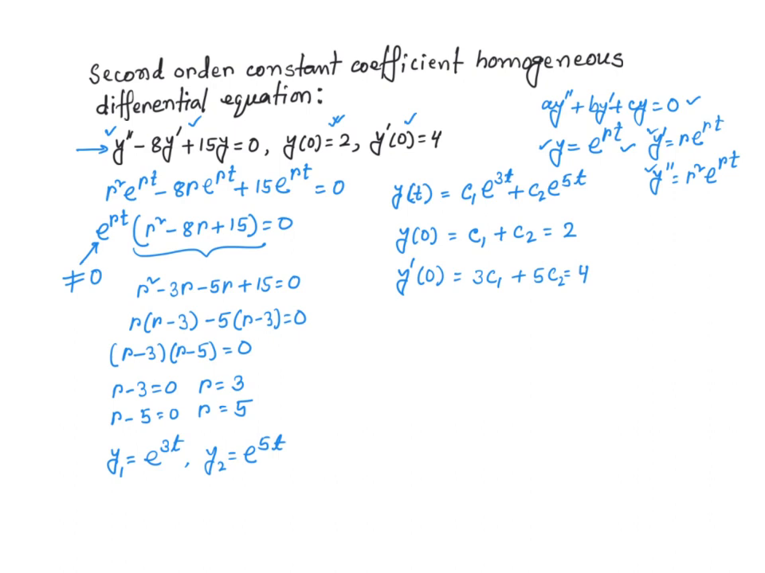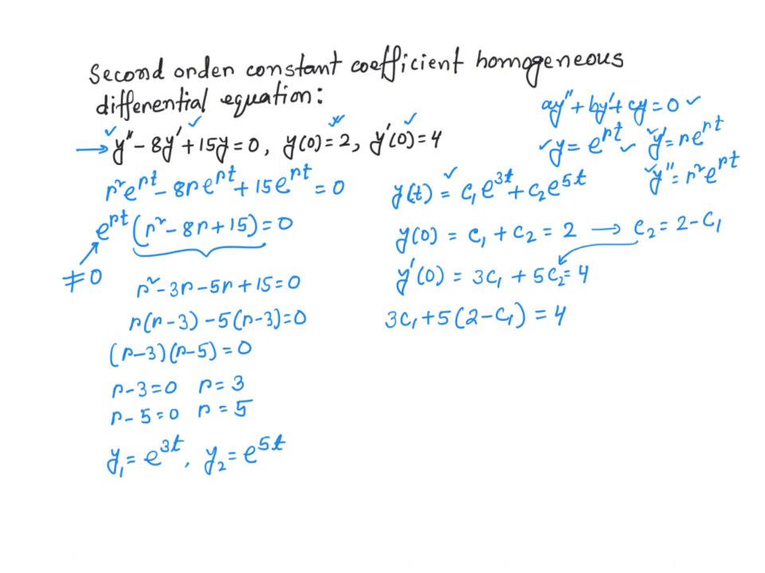Now, let's go ahead and solve this system of equations. So y prime of 0 is going to give me 3c1 plus 5c2 is equal to 4. Remember, I took the derivative of y of t and then plugged in t equal to 0. This is what I get. So from the first equation, I can solve for c2. c2 is equal to 2 minus c1, and then take this value and plug it into the second equation. I'm using the substitution method. So 3c1 plus 5 times c2, but it's going to be 2 minus c1, because c2 is equal to 2 minus c1, that is equal to 4.